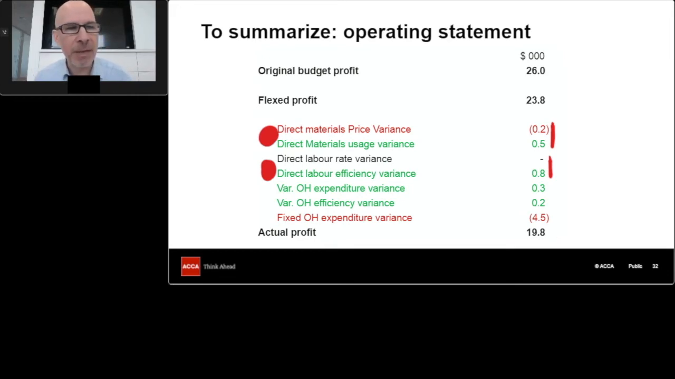Then we can do the same thing with the variable overhead, expenditure, and efficiency. Guys, I didn't show you that in the video, okay? But it works the same way. You'll see that when you study this more, okay? You can just use the same exact system. And we see the expenditure variance. We didn't have a chance to do that one, was 4.5 higher on fixed overheads. Okay, so guys, there we have an operating statement. Okay, that is the purpose of all of this variance analysis work.